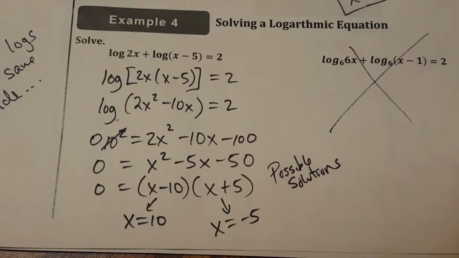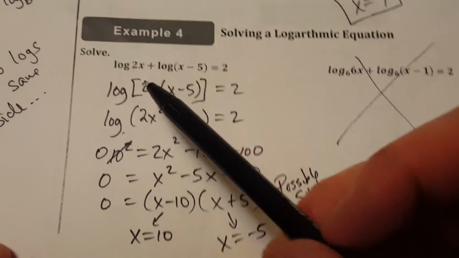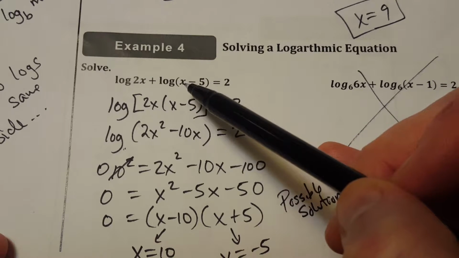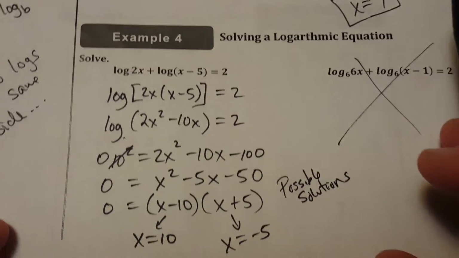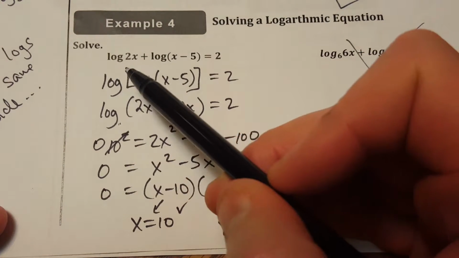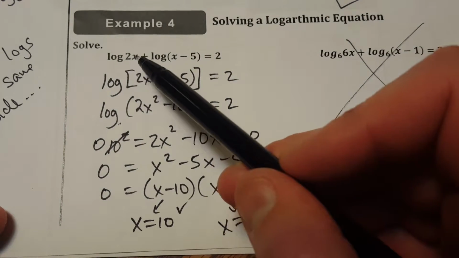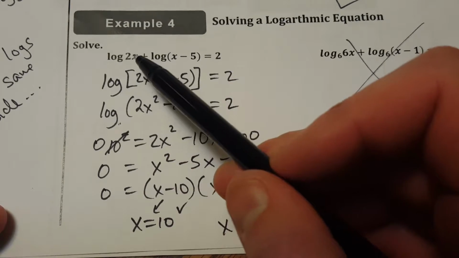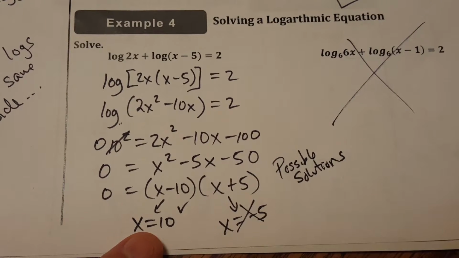Just make sure I'm not creating any domain restrictions. So here, if I plug a 10 into the original, this would be log base 10 of 20 plus log base 10 of positive 5, and that equals 2. I could work that out, and I would find that it equals 2. So 10 is going to work. If I plug in a negative 5, I get log base 10 of 2 times negative 5, which is negative 10. So I'm now taking the log of a negative number, and that's not possible. There's no power of 10 that would equal a negative 10. That's not going to happen. So this one does not work.